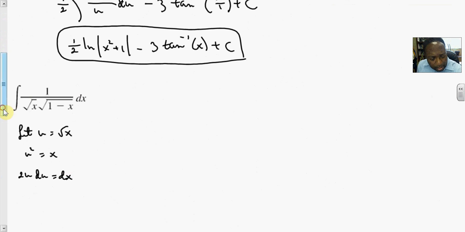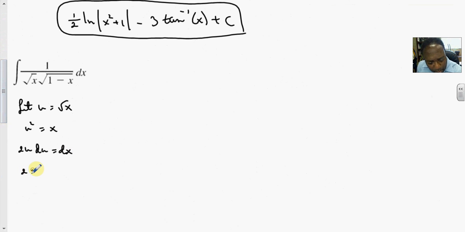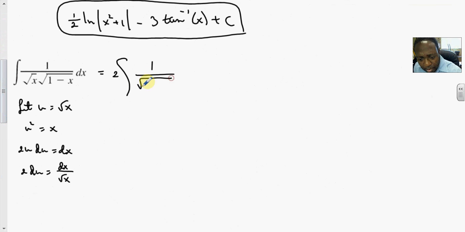But notice here that 2 du is interesting. This is dx over u, right? But u is the square root of x. Well, that's what we want. And u squared is equal to x. So if you think about it, here we have that 2 sitting there. This is 1. And then downstairs, we just have the square root of 1 minus u squared, and this is du.